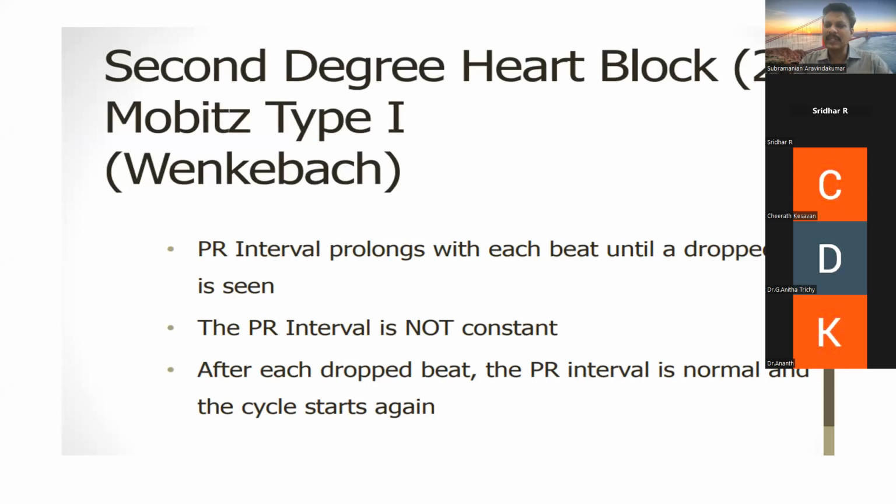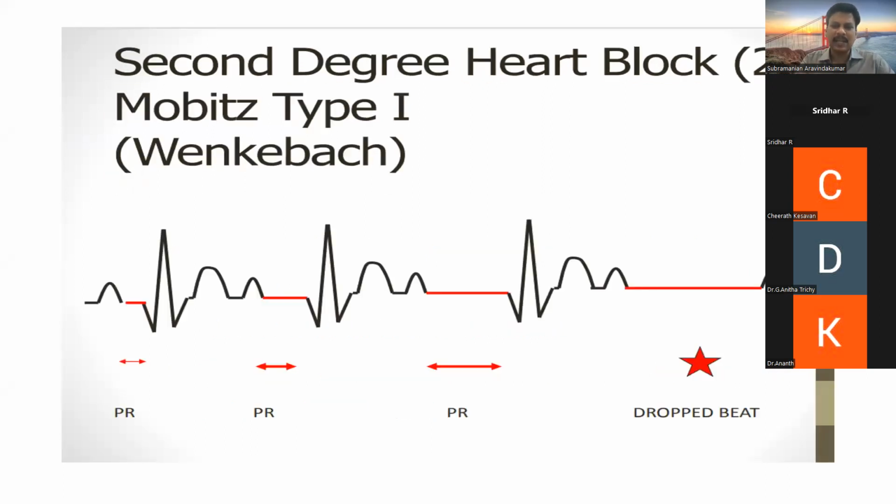PR interval prolongs with each beat until a drop beat is seen. The PR interval is not constant, it is progressive prolongation. After each drop beat, the PR interval is normal and the cycle starts again. So after 3 or 4 beats, one drop beat will be there and the cycle starts again.